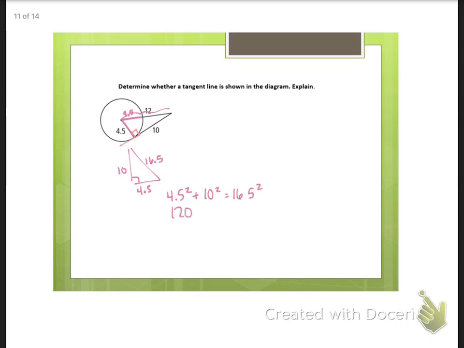Okay, if I do 4.5 squared plus 10 squared, I get 120.25. This one I get 272.25. So that means it's not tangent, no right angle.